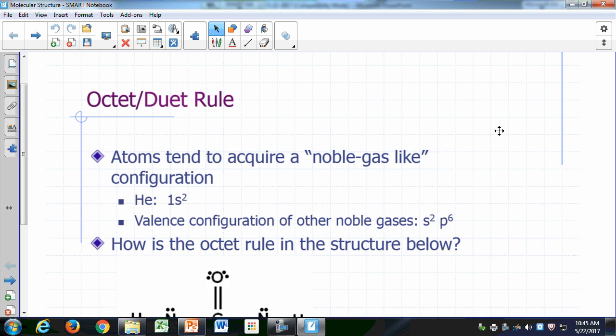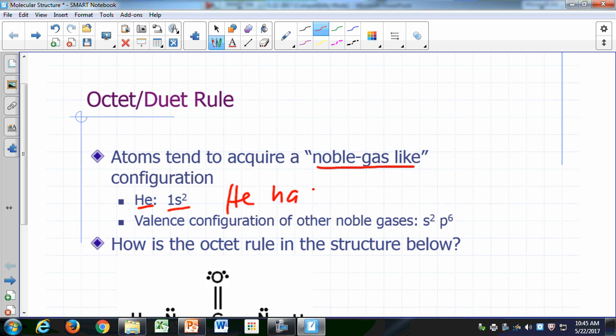The octet/duet rule refers to the fact that atoms tend to acquire a noble gas-like configuration. What do we mean by that? Well, if you recall, helium has an electron configuration of 1s2. So we say helium has a duet. It's surrounded by two valence electrons. It's two electrons, and those are also its valence electrons.